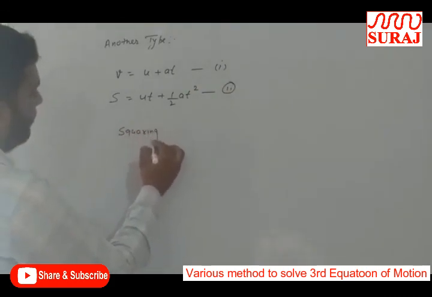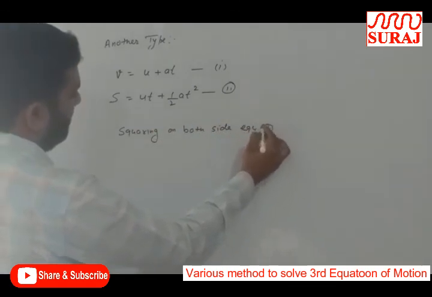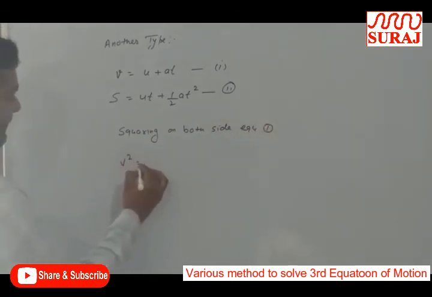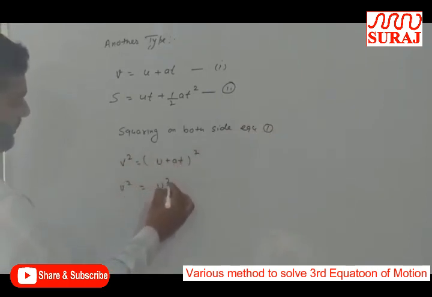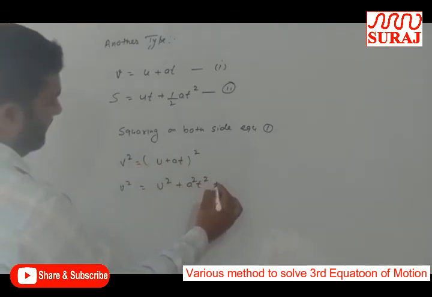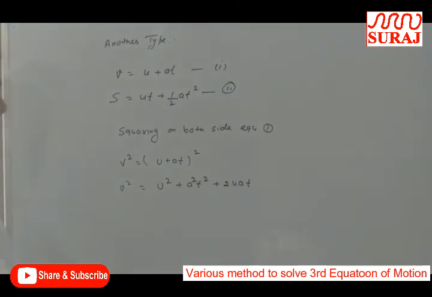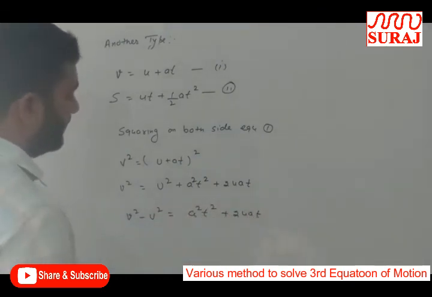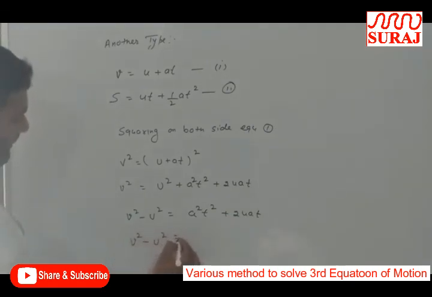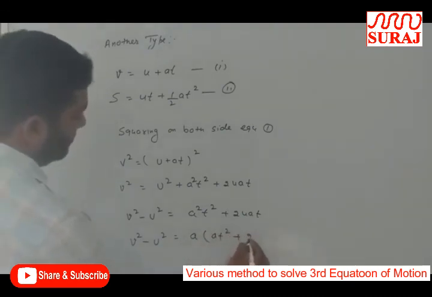Squaring on both sides of equation first, then v square is equal to (u plus at) whole square. Then v square is equal to u square plus a square t square plus 2uat. Here v square minus u square is equal to a square t square plus 2uat. From here v square minus u square is equal to, a is common, so I can write it as a (at square plus 2ut).